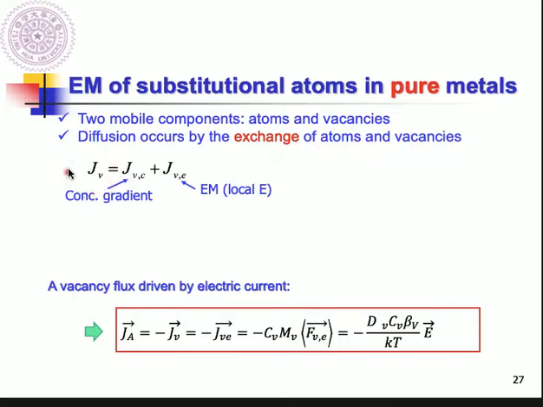So if you want to write down the flux of vacancy, it is due to the concentration gradient of vacancy and also the electrical field you apply on this system. And based on the net flux equals 0, you can write down JA plus JB equals 0.